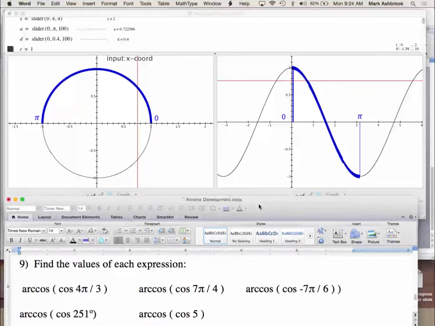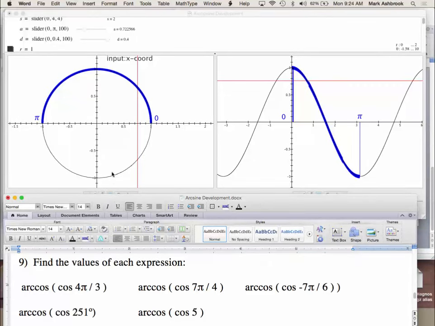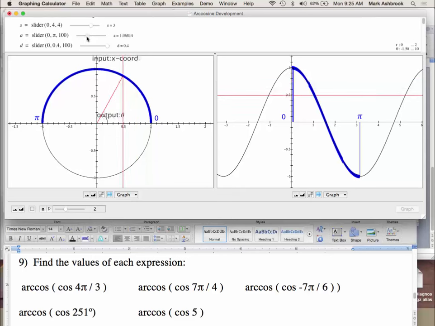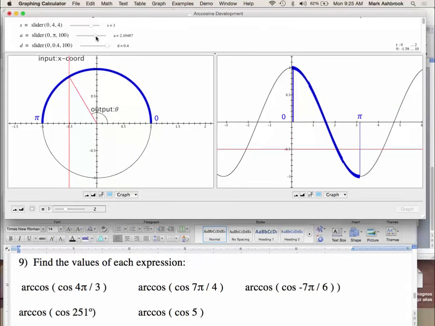So cosine of 4 pi over 3 is what? Do you remember from your unit circle? He wants -1/2. Agree with that? Yep, that's right. So we're talking about down here, right? So all the way around like this. That's 4 pi over 3.